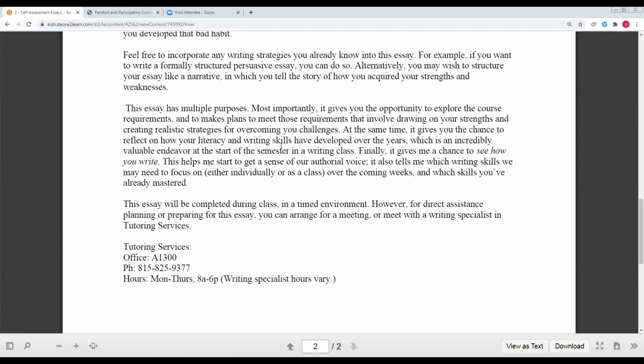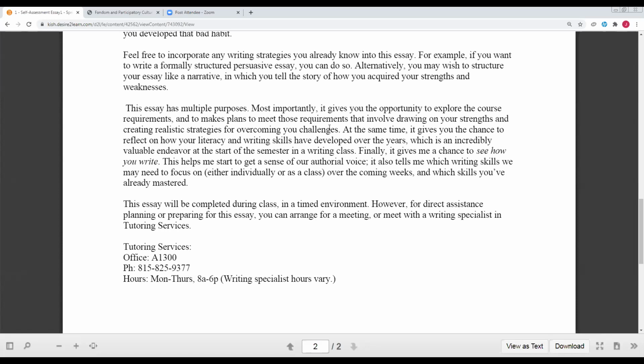Now, the purpose behind the essay is multifaceted. Most importantly, it gives me an opportunity to see how you write and to reflect on your literacy and writing skills. This helps me get a sense of your authorial voice and tells me what writing skills you may need to focus on, either as an individual or as a class, and will help me tailor the grammatical components that will be contained in 103 in the coming weeks. And then maybe just avoid those skills which it's clear that you've already mastered. So for example, if you don't write fragments, I'm not going to worry too much about emphasizing fragments in our grammar portions.